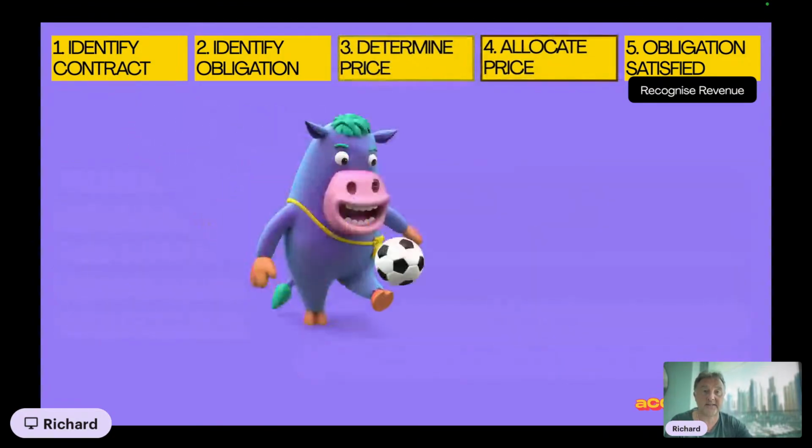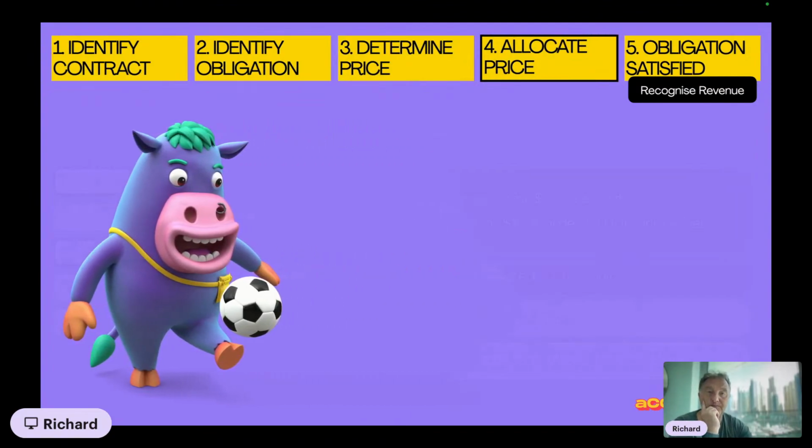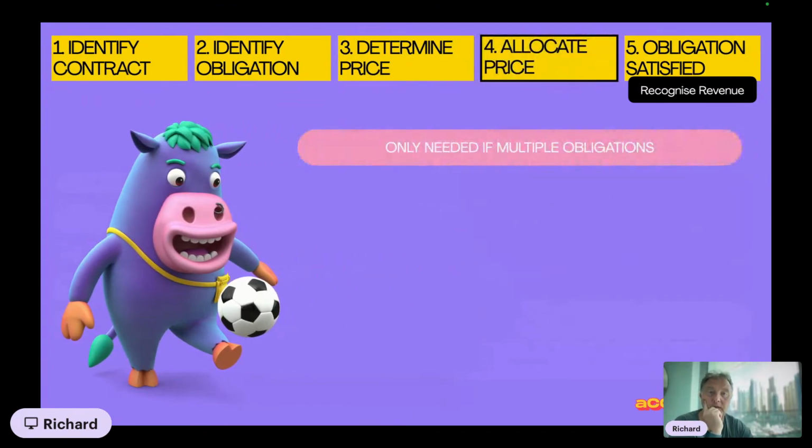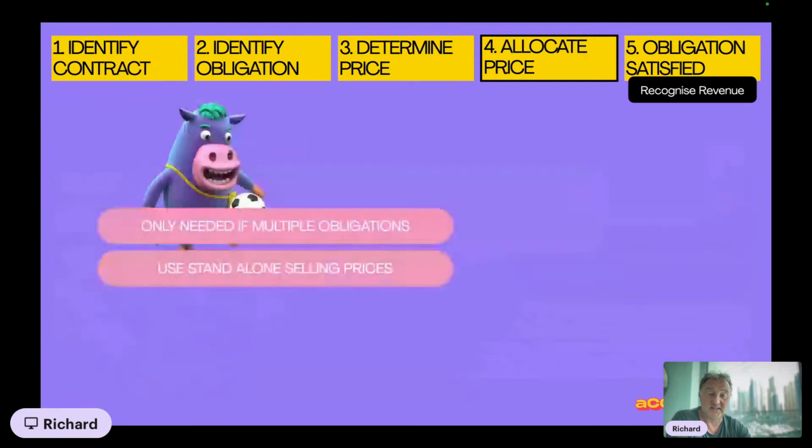Okay, this is where it gets a bit trickier. This step is only needed if you've got multiple obligations. And if you remember, an obligation was a promise to transfer. So if you're selling lots of things, often as a bundle, you need to use what we call standalone selling prices. Sounds harder than it really is.